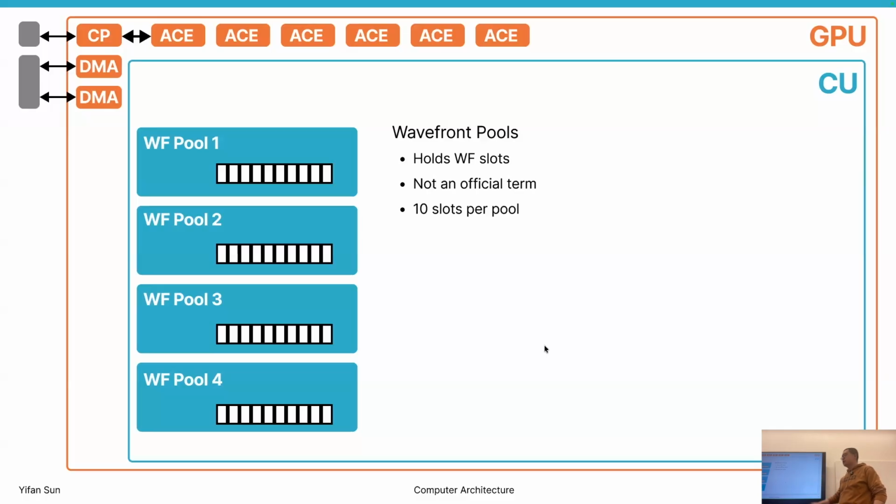For the most common AMD configuration, there are 10 slots per pool. That means there can be 10 warps, or 10 wavefronts, residing in each wavefront pool. So in total there are 40 slots available, so 40 warps can be executed at the same time.